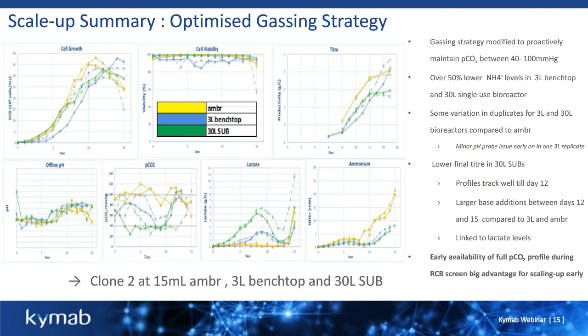Now the early availability of the full panel of PCO2 data during the RCB screen was a big advantage for us, as we were able to scale up to a 30-liter bioreactor much earlier than we would have normally done.